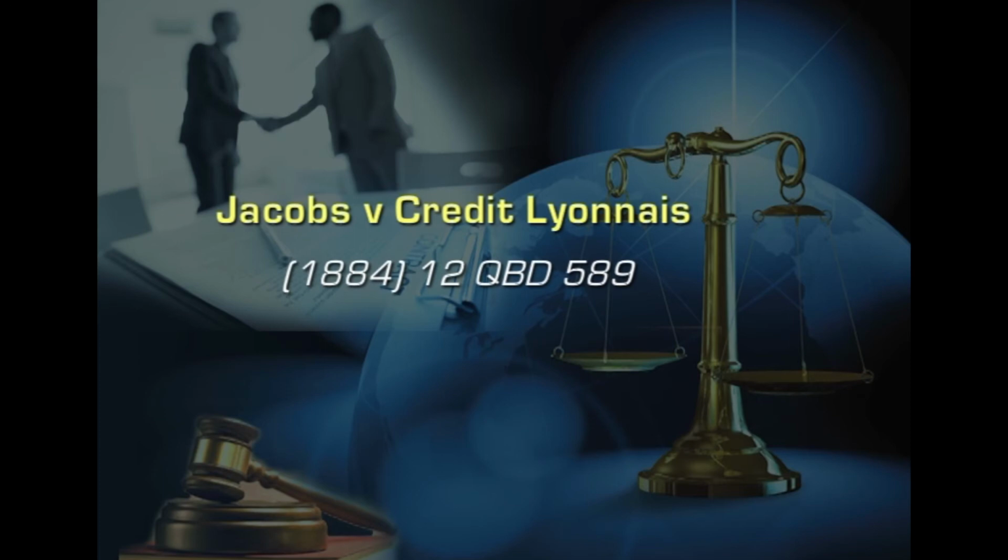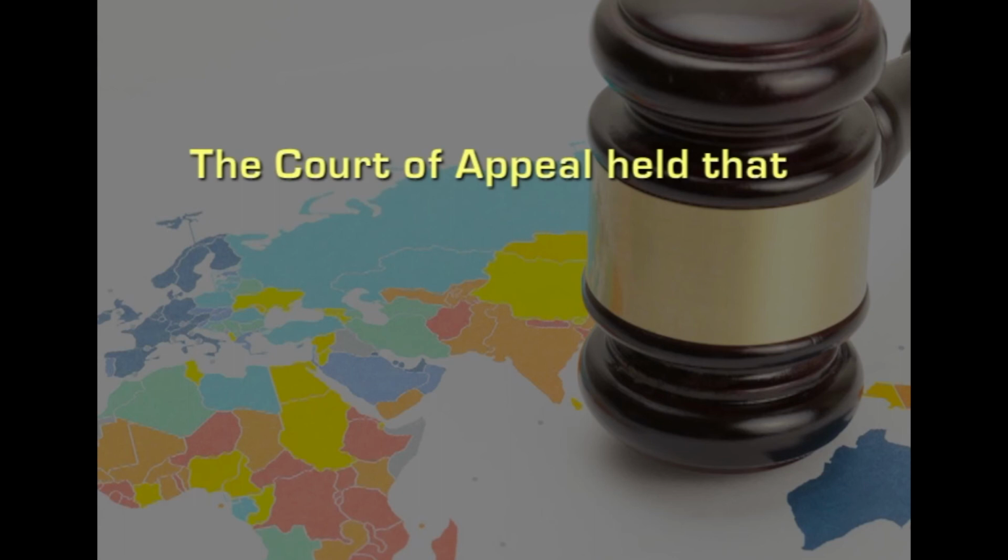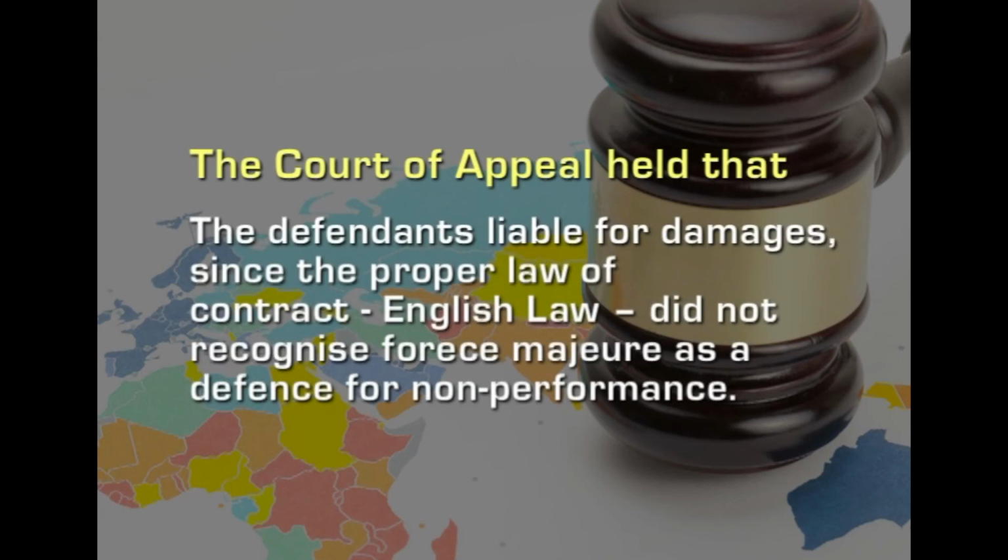In Jacobs versus Credit Lyonnais, the defendants agreed to ship goods from Algeria on board ships provided by the plaintiff. The defendants contended that they failed to deliver a part of the goods because of military operations in Algeria, rendering the performance of the contract impossible. The Court of Appeal held the defendants liable for damages, since the proper law of the contract, English law, did not recognize force majeure as a defense for non-performance.